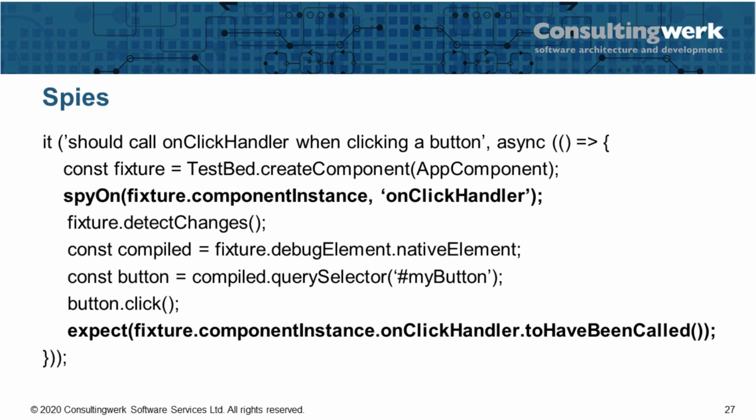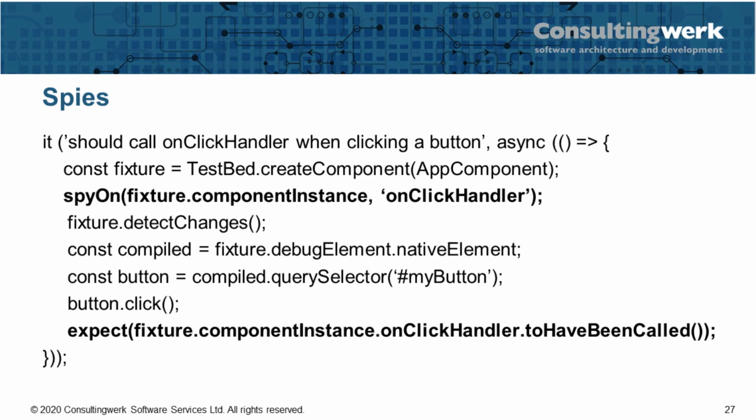We call detect changes on the fixture because the Angular change detection mechanism does not run automatically in the testing environment. We have to call that manually or explicitly tell Angular that we want it to run automatically. I do not recommend running the change detection mechanism automatically in a testing environment because there are some circumstances where your components might never actually reach a stable state. So for example, if you're listening on window resizes or mouse moves and so forth, you might not reach a stable state and then your tests will not run and eventually throw a timeout error.